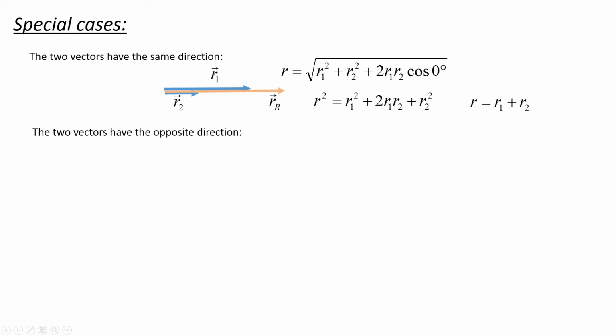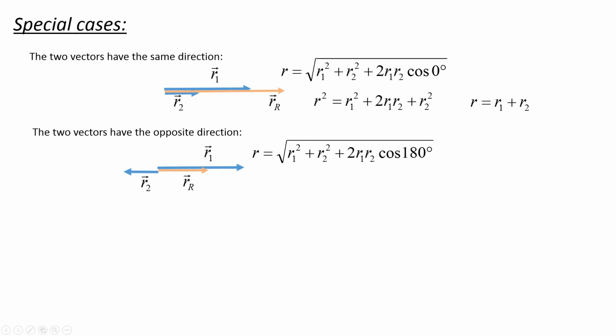Then we have the two vectors have an opposite direction, r1 to the right, r2 to the left. Then we will have a resulting vector, which is of course the length of r1 minus the length of r2. If we fill in here we have the cosine of 180 degrees, which is -1. So this becomes r squared is r1 squared minus 2 r1 r2 plus r2 squared. Algebra teaches us that this is the same as r is r1 minus r2. So we just have to make the difference between the two vectors.